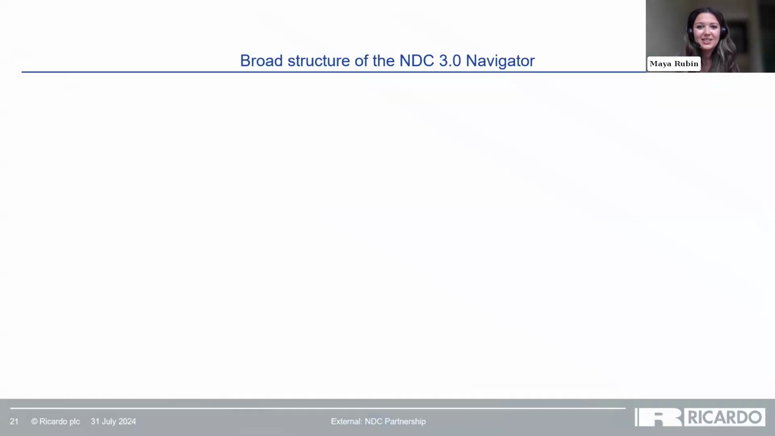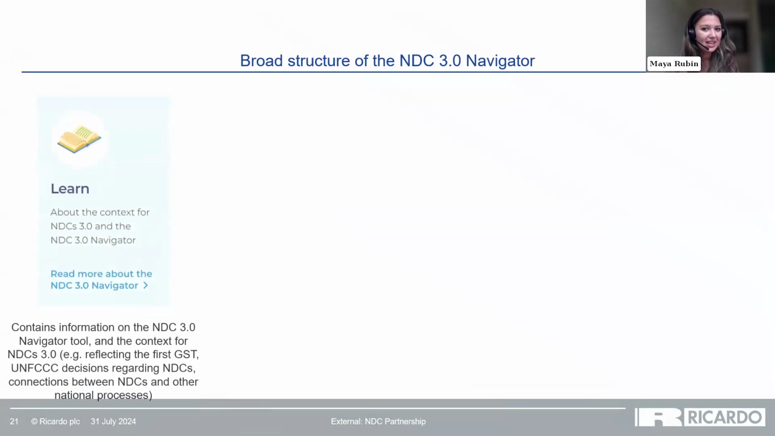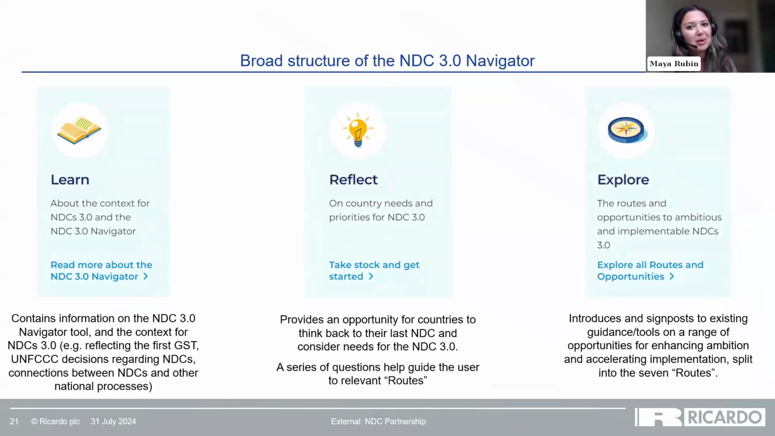Thank you, Sarah. So if you could click again, please, Sarah, we should have the 3 sections of the Navigator pop up on screen. Brilliant. And as introduced by Sarah earlier, there are 3 sections. The first one being Learn, the second one being Reflect, and then Explore. So that first section contains information on the NDC 3.0 Navigator as a tool, and also contains information on the context for NDCs 3.0, such as reflecting the first global stocktake concluded at COP28, some UNFCCC decisions regarding NDCs, and connections between NDCs and other national processes.